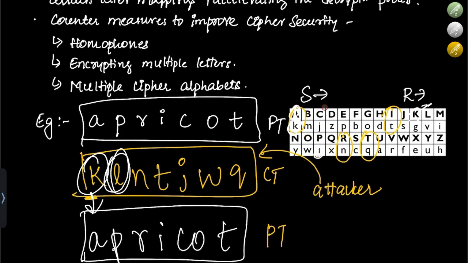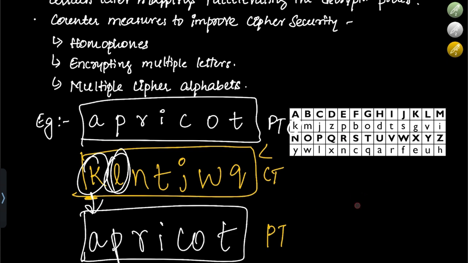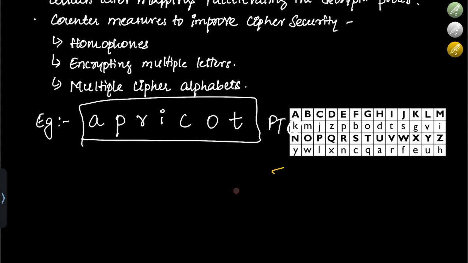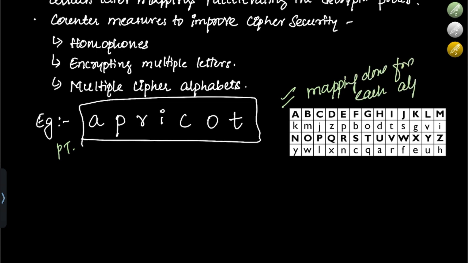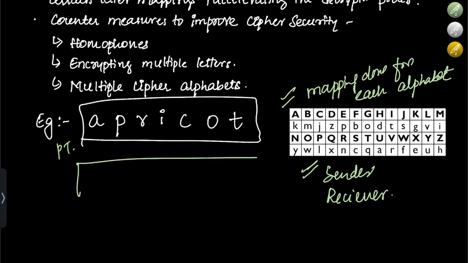So this example is pretty easy to understand. Monoalphabetic ciphers are very easy. There's nothing much in it. So here we have the example, that is plain text is given here. And this is how the mapping is done for each alphabet. So this mapping would be available with the sender, and the receiver will also have this. That's how they'll be able to deduce the ciphertext and the conversion back to plain text, right?